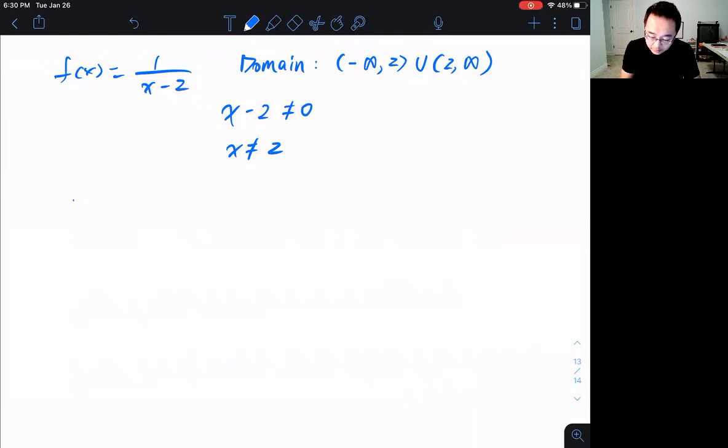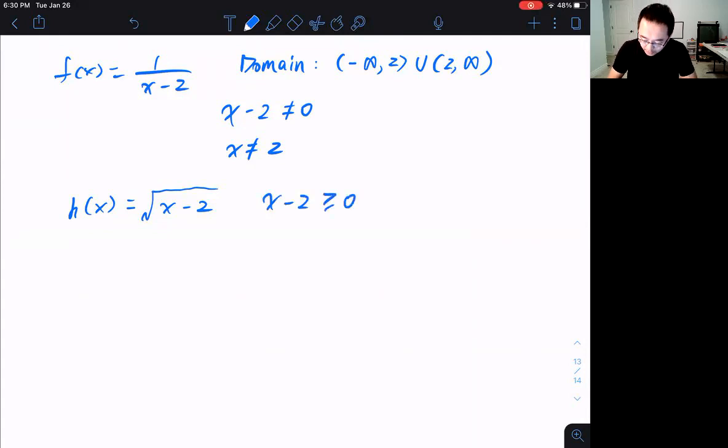Another example is h(x), again, letters don't matter, is the square root of x minus 2. Here, your domain and your range can only be real numbers. They cannot be imaginary. So as a result, x minus 2 has to be greater than or equal to 0, so the domain becomes x is greater than or equal to 2. Because if it's a negative number in your square root, then you get into the imaginary numbers and it's not real numbers anymore.